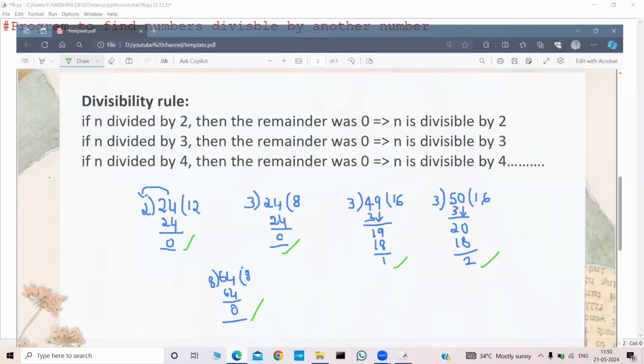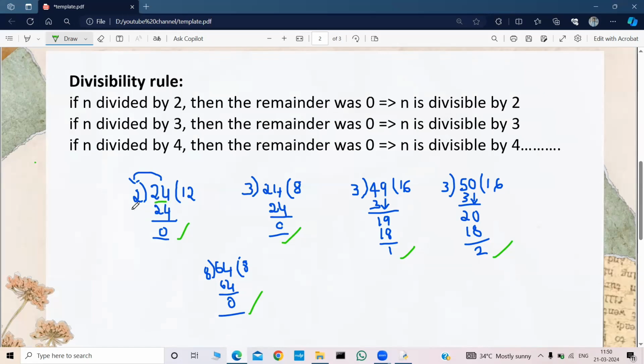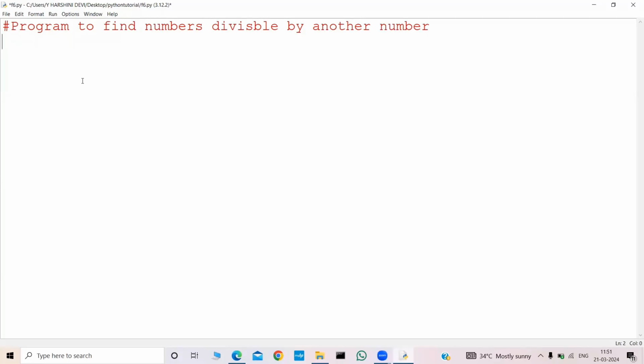So, the program to find whether a number is divisible by another number, right? What could be the input? Every time the dividend is changing and the divisor is also changing. Here the dividend was 24 and the divisor was 2, here it was 24 and the divisor was 3, and here the dividend was 49 and the divisor was 3. So every time they keep on changing. So we need two inputs. They are dividend and divisor, right? So these are the inputs.